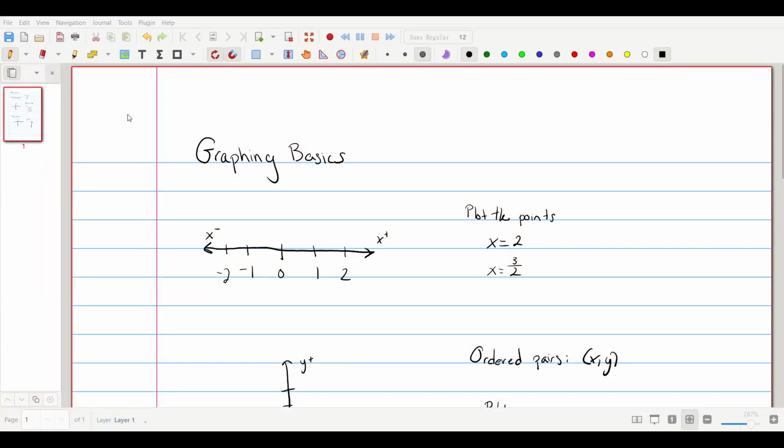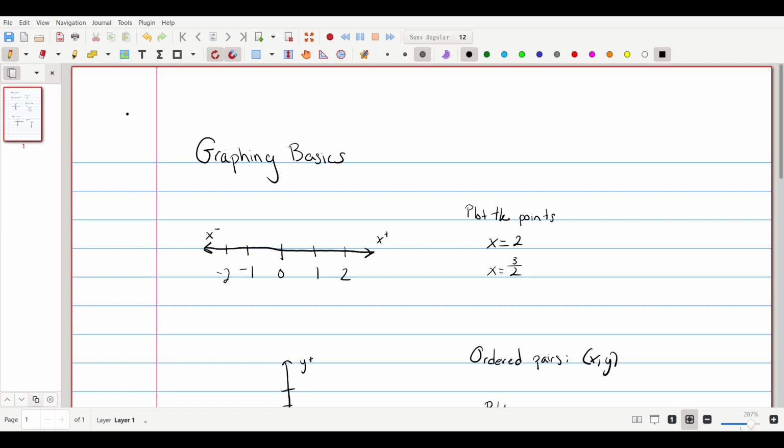Alright, hey guys. So I'm going to be going over a few graphing basics just in case you forgot how to do this or what this means. So if I was asking you to plot the points x equals 2 and x equals 3 over 2, essentially we're only working on the number line, right? And you can think of this number line in terms of x as the positive x happening on the right, 0 being the center, and the negative x happening on the left.